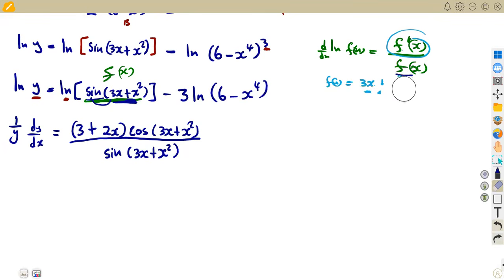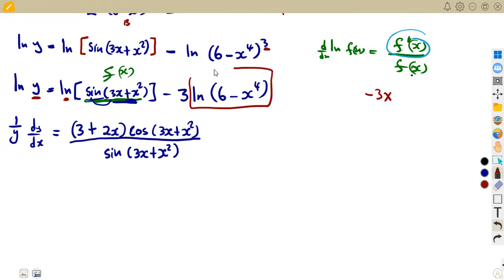I want this part here. Now we are given another part of a ln. The 3 there is simply multiplying. It's like minus 3 times the part of a ln. Remember what we said about a ln. For the derivative of a ln, we need the derivative of f of x, which is inside here. So 6 gives us a 0, and minus x to the exponent of 4 is going to give us minus 4x to the exponent.